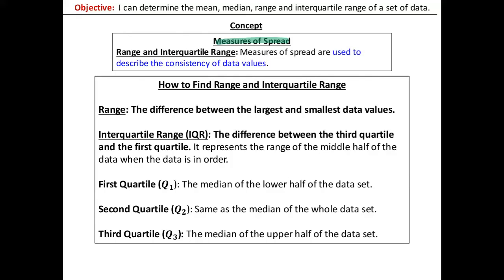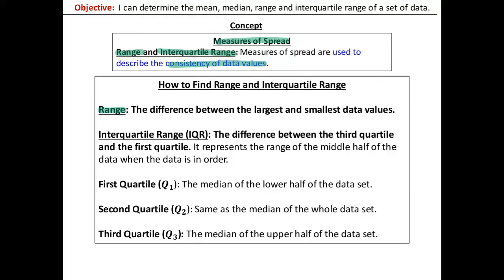So measures of spread, again, is how consistent your data is, how spread apart your data are. We have two different ones that we're going to focus on today: the range and the interquartile range. Those are measures of spread, and they're used to describe the consistency of data values or how far apart the data is from each other, okay? And then it says, how can we find the range and the interquartile range?